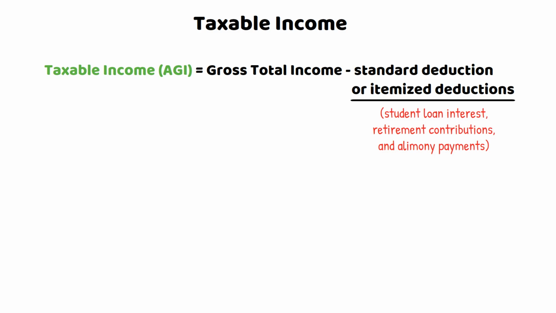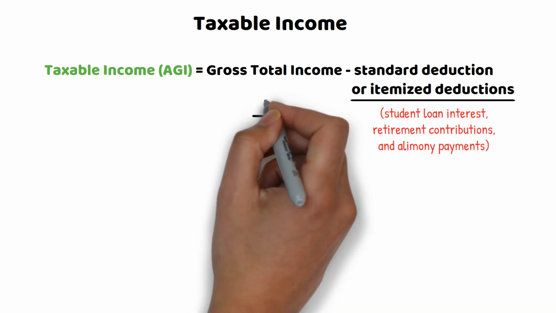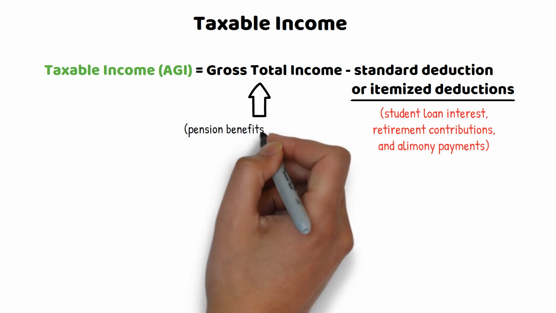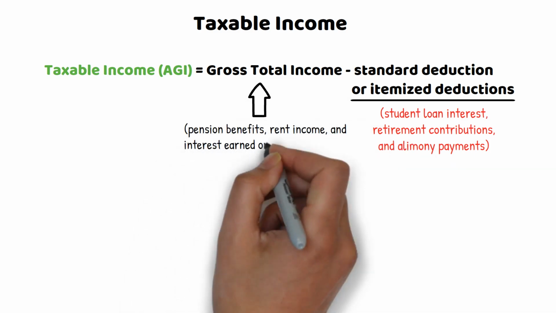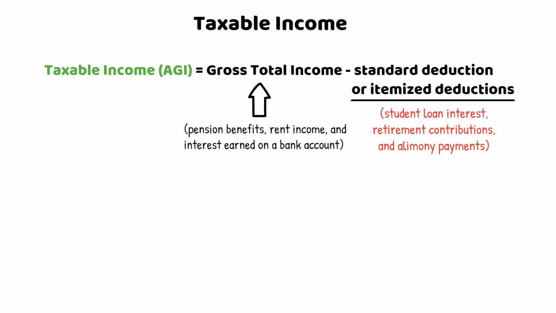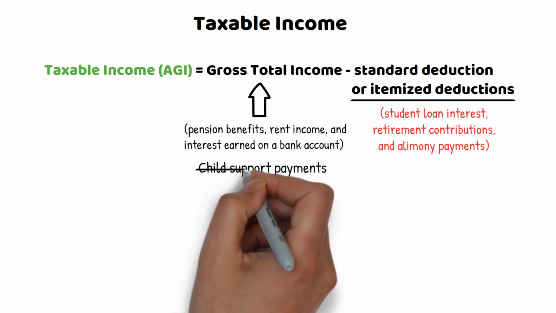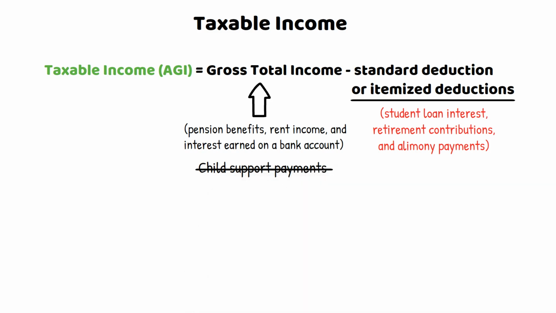While many types of income are included in gross income, there are notable exceptions. Items like pension benefits, rent income, and interest earned on a bank account are taxable and thus included in gross income. However, child support payments received are a notable exclusion from gross income.